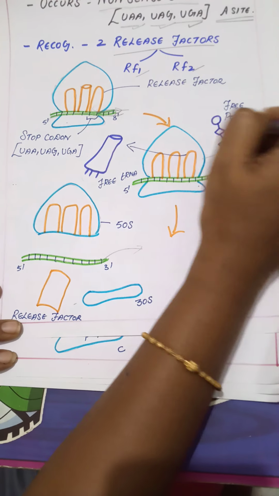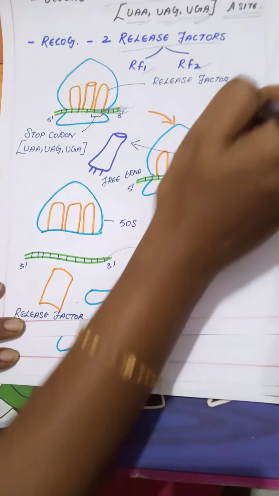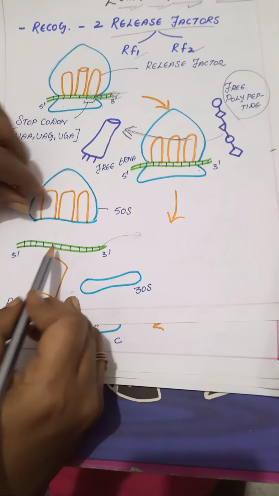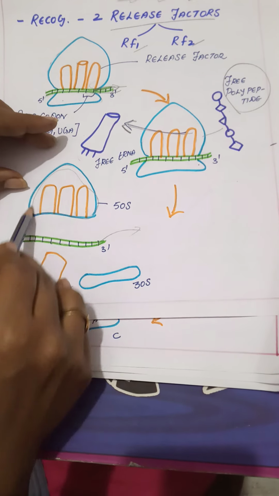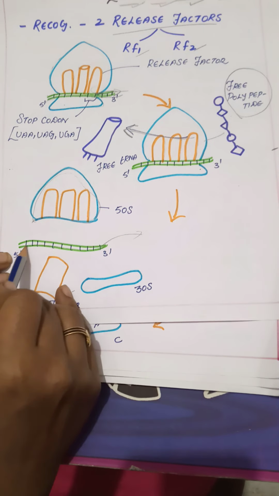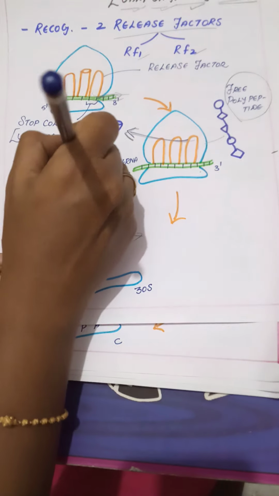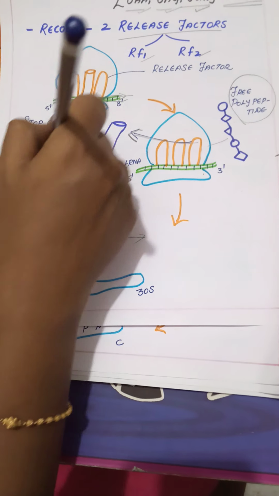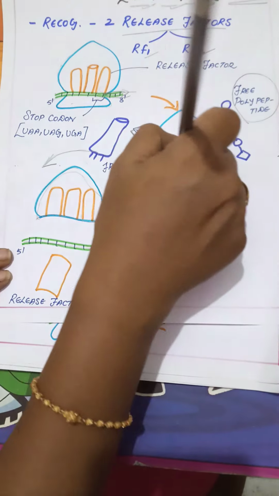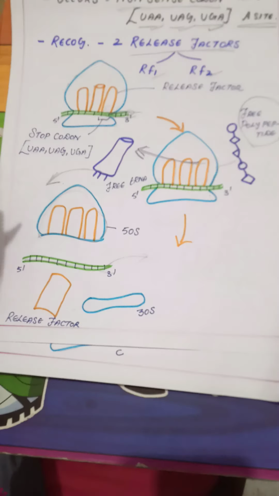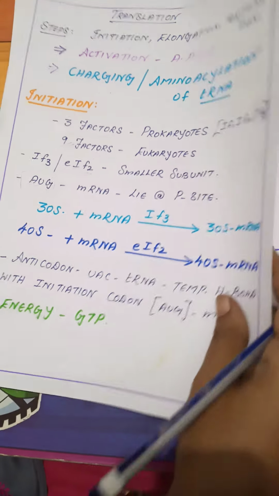The polypeptide gets released here, and the tRNA is released from the exit site. Then the ribosome dissociates and the mRNA gets separated, and the tRNAs which are released go into the cytoplasm, ready to pick up another amino acid and start the process of translation. Okay, once again we'll see what steps are involved here.